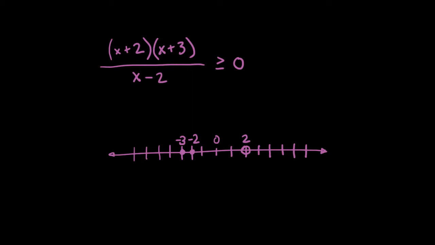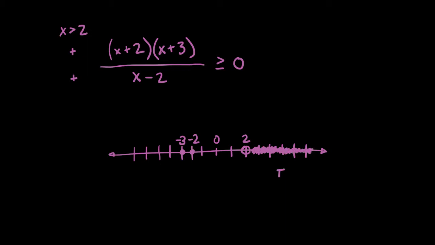And now all I have to do is test what happens in one of these ranges. Just for ease, I'm going to say what happens when x is greater than 2. Well, that would make the top of the fraction positive and the bottom of the fraction positive. And if they're both positive, then the whole fraction is greater than or equal to 0. So in this range above 2, I know that the inequality is true.